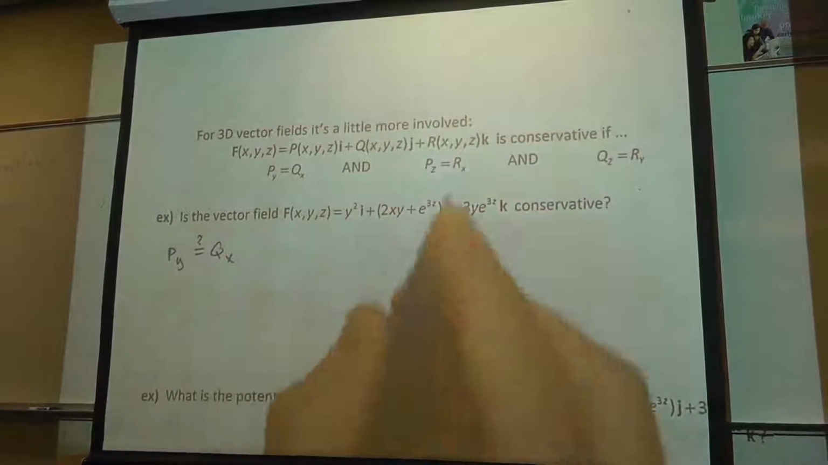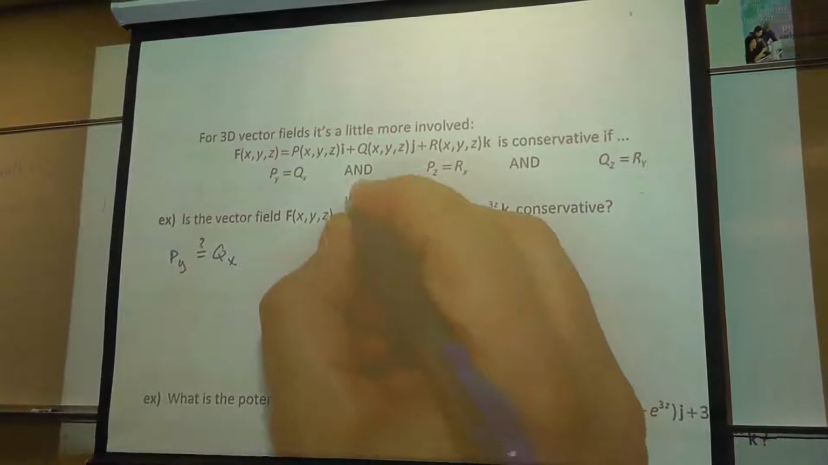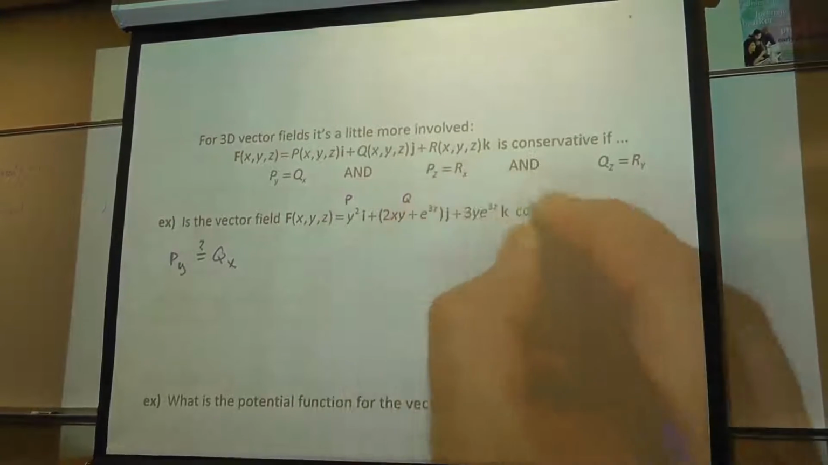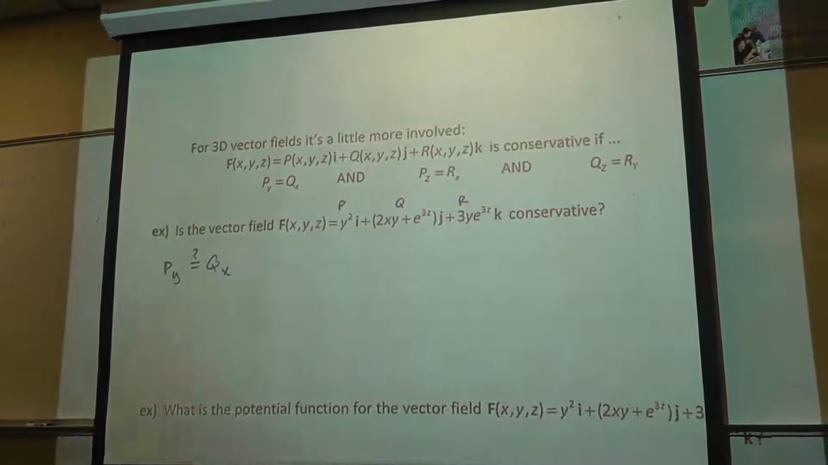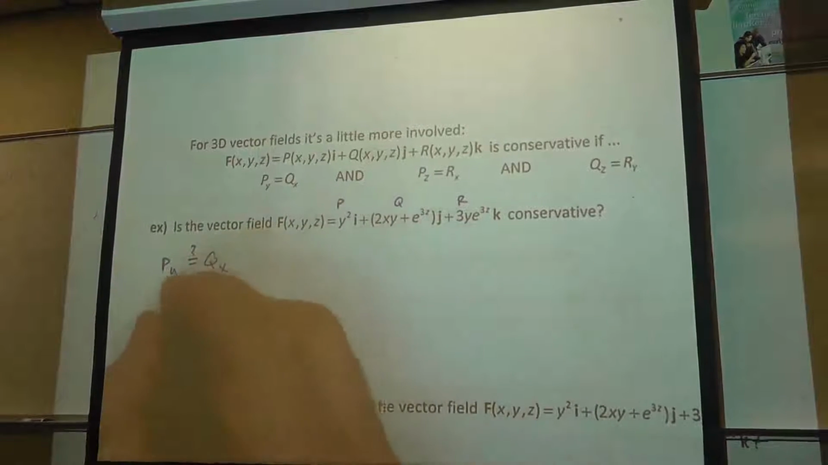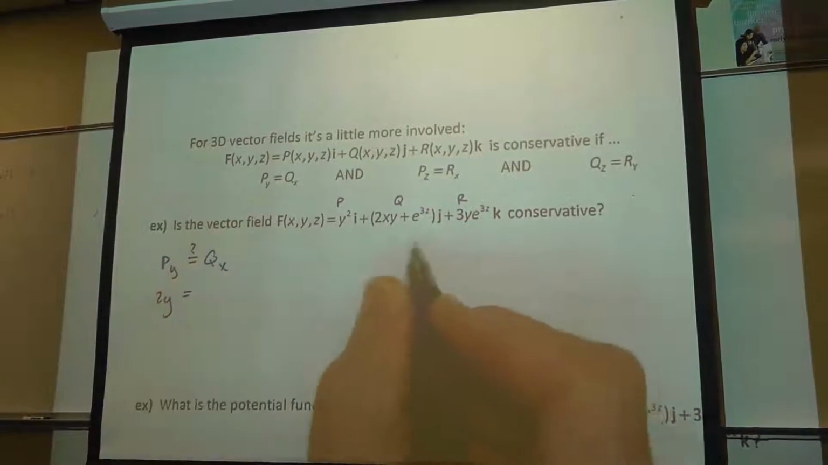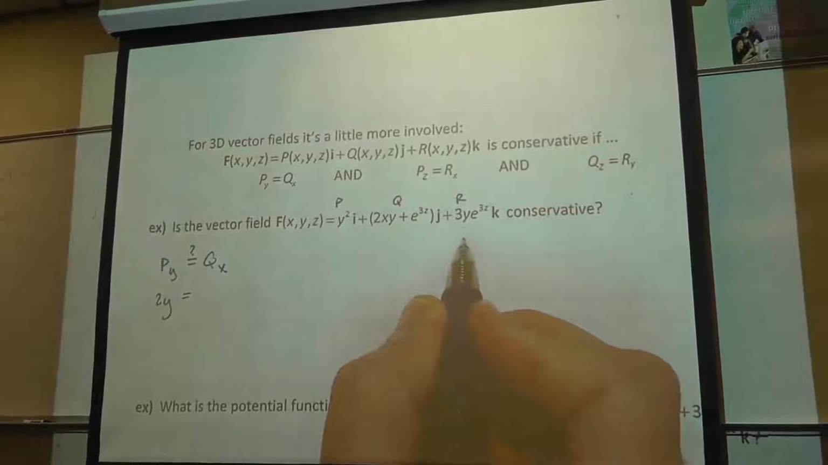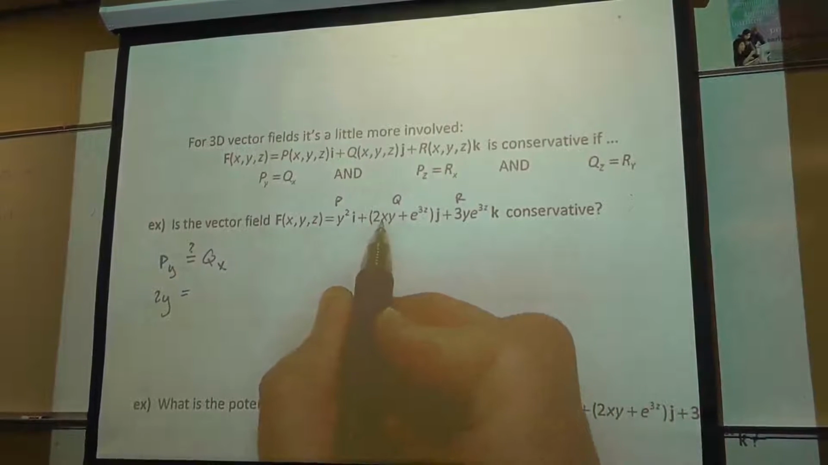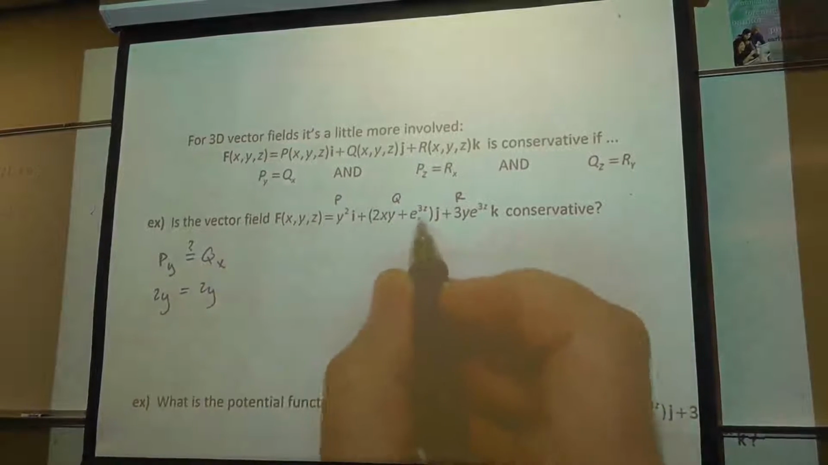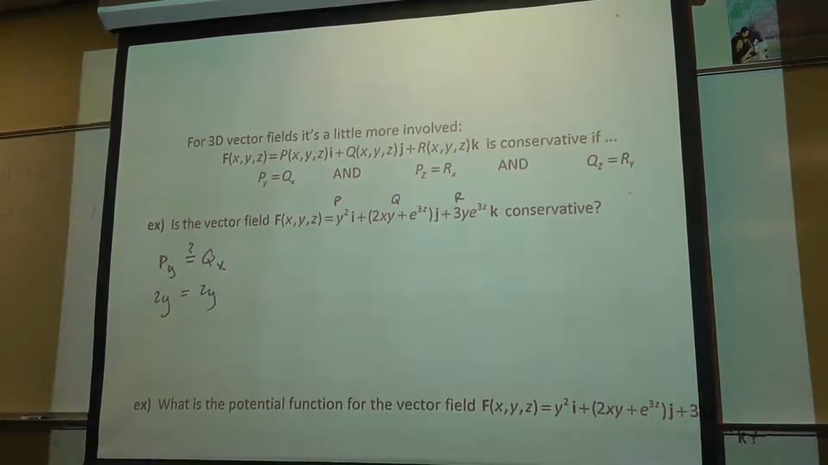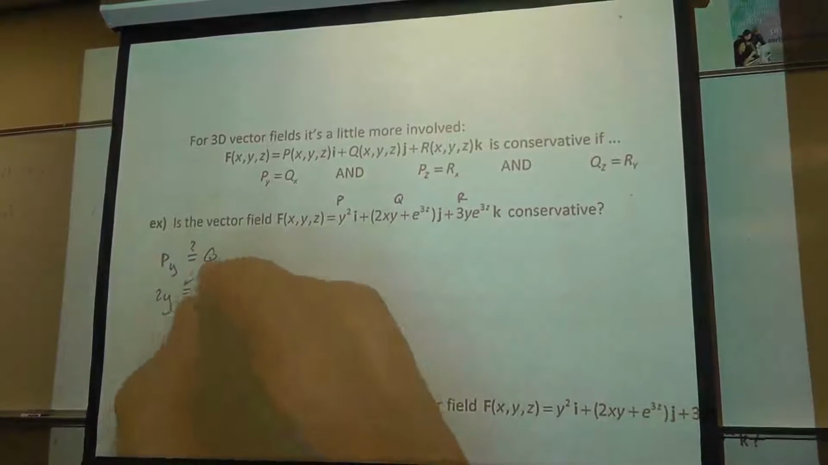So is P's partial with y equal to Q's partial with x? And if you need to impose your labeling system, feel free to. Place the P and the Q and the R over what they represent. P's partial with y is 2y. Q's partial with x, 2x right there. X goes to 1, so that becomes 2y. And then the e to the 3z goes to 0. So the first check, does everybody see how that checks out?